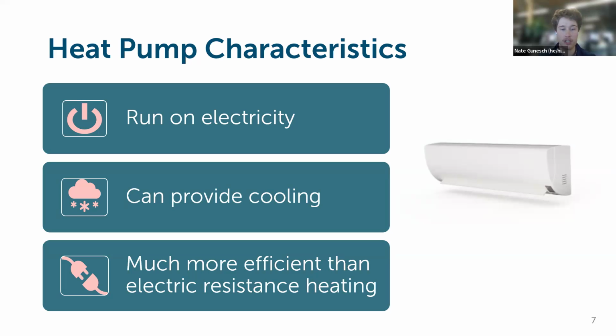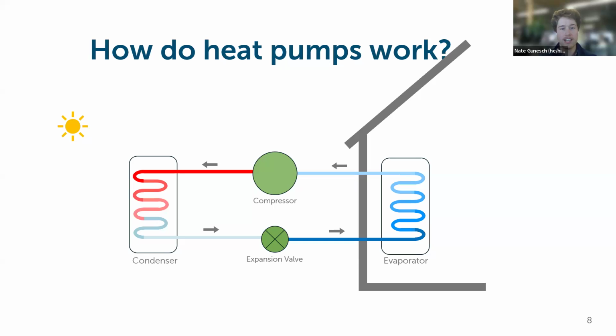And they are much more efficient than traditional electric resistance heating, right? I think for a long time, people have been opposed to the idea of electric heating because it can be so expensive, but electric resistance heating is considerably less efficient based on the principles of how the two different systems work. So again, I'm not going to spend a ton of time on this, but let's get into how heat pumps actually work.